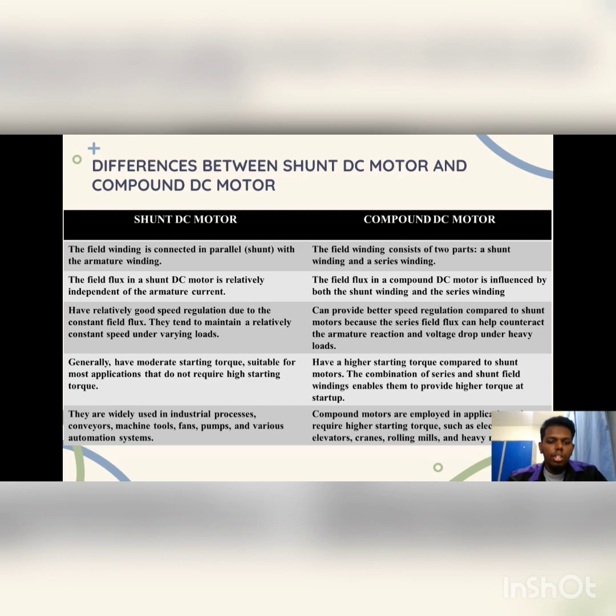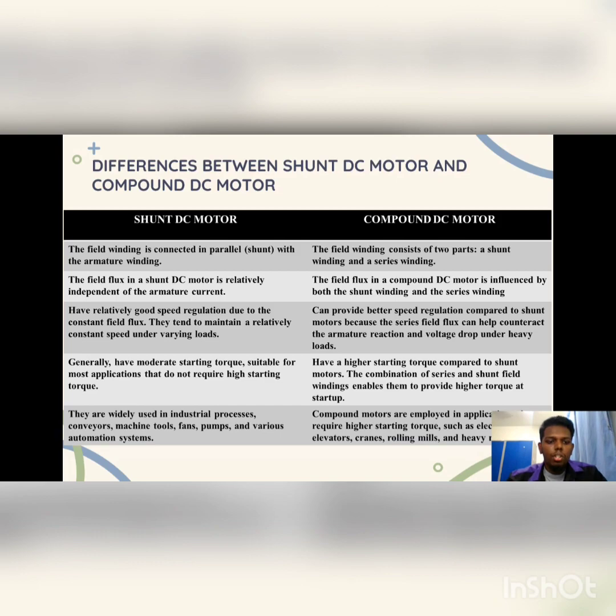And for the shunt DC motor, they have moderate starting torque, suitable for most applications that do not require high starting torque. But compound DC motors have a higher starting torque compared to shunt motors. The combination of series and shunt windings enables them to provide higher torque at startup.